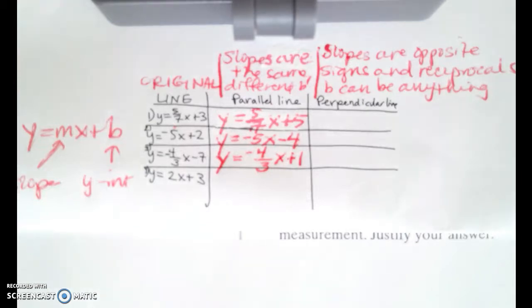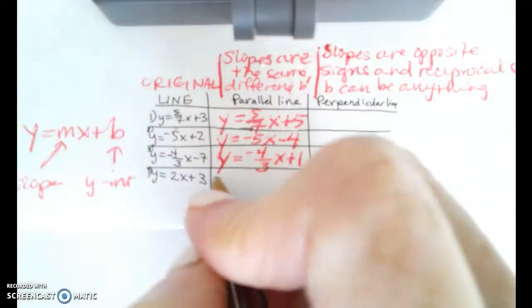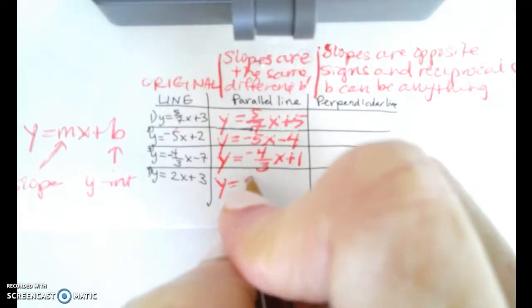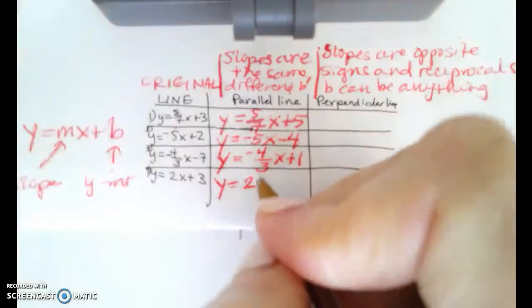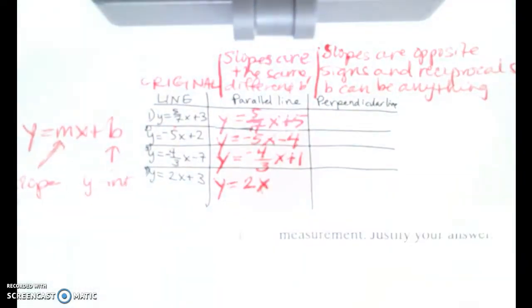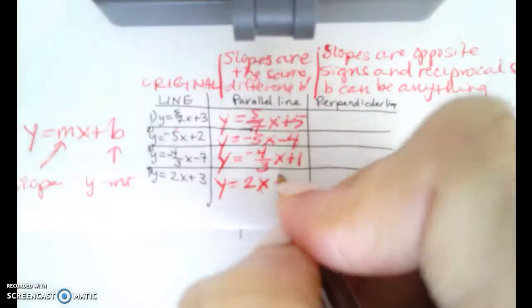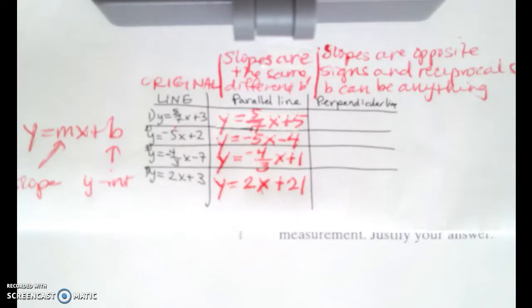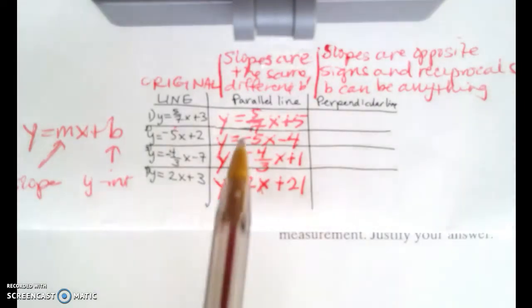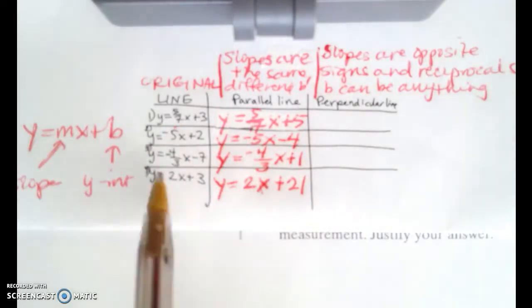And then lastly, y equals 2x plus 3. Any line parallel to it will also have a slope of 2. So y equals 2x, and my b value just can't be +3 because I want a different line, so plus 21, whatever you want. Okay? So all the parallel lines have the same slopes.